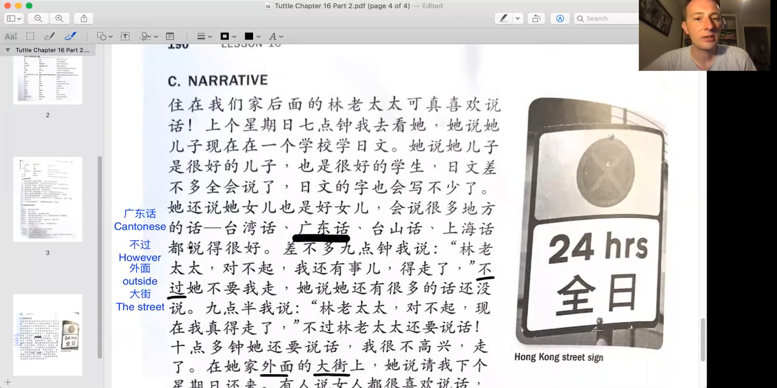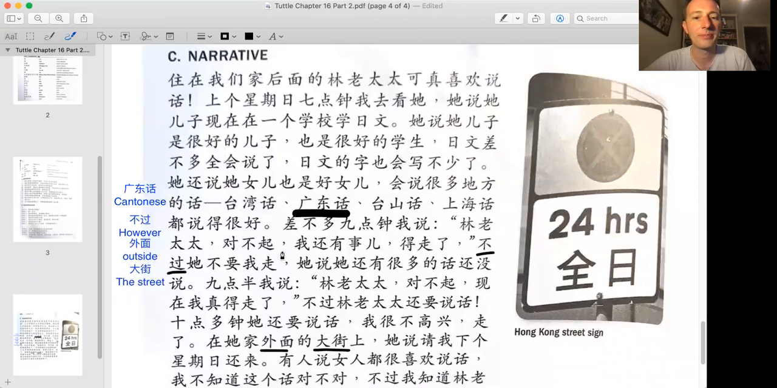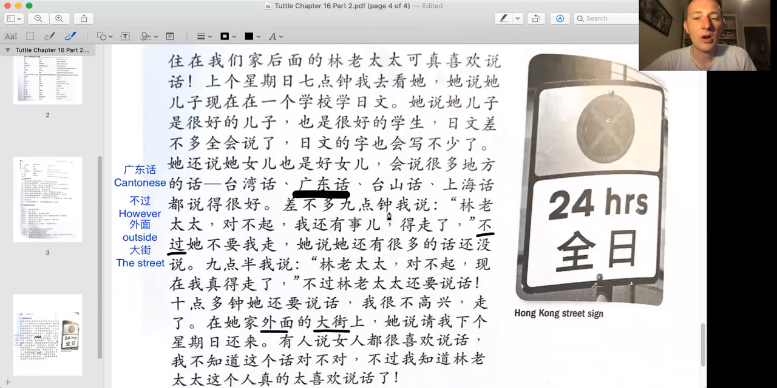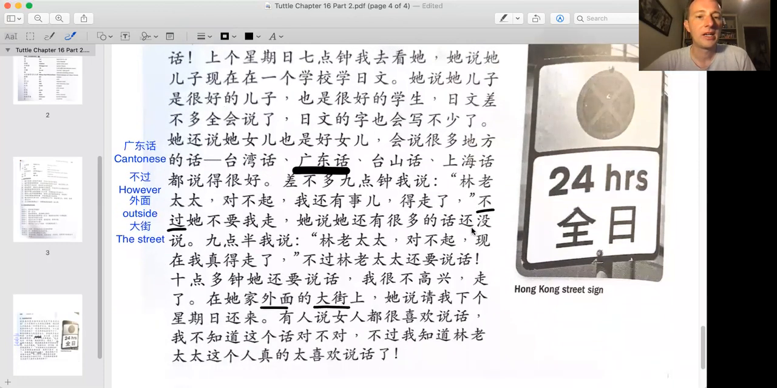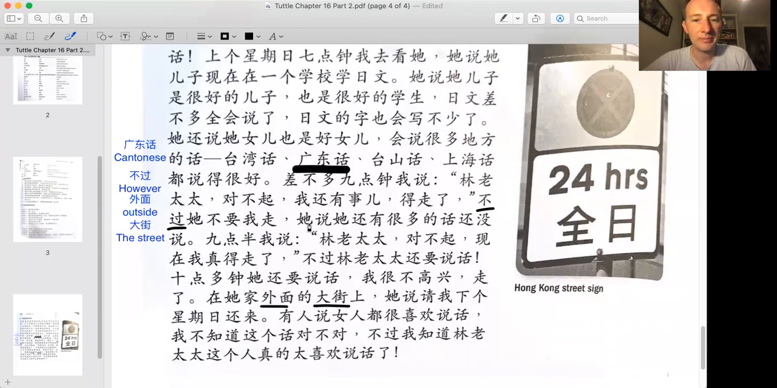She speaks the dialects of many places, Taiwan, Guangdong, Taishan, Shanghai, and many others, speaks very well. At around 9 o'clock, I said, Mrs. Lin, sorry, I have to go. I have something to take care of. But she didn't want me to leave. She said she still has many things to say. At 9:30, I said, Mrs. Lin, sorry, but I really have to go. But she wanted to keep talking.